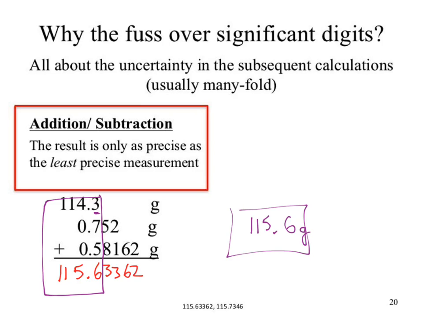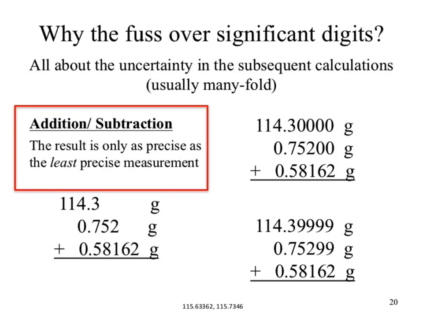Okay. Why did I not just report 115.63362? To get that answer, what am I doing? I am assuming that that top number is actually all zeros across. And the next number is zeros there. Do I have that information? No. Those could be zeros. They could also be 9s. Okay. Why did I pick 9s? Because that's going to show the biggest differential.